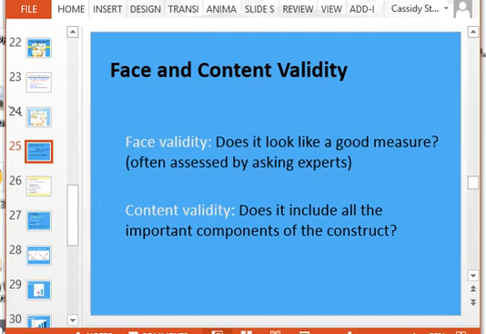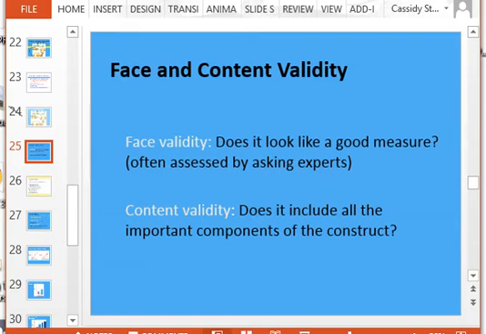So face validity is pretty simple. Basically it's related to the idea of face value. So when we look at the measurement that a study is using to operationalize a construct, does it look like a good measure? And this is often done by asking experts.